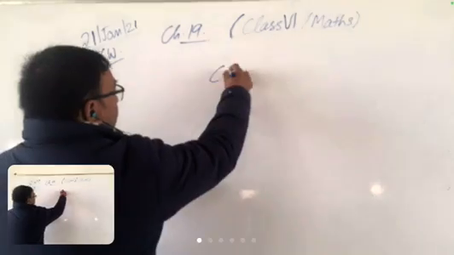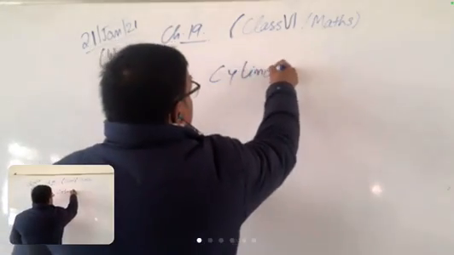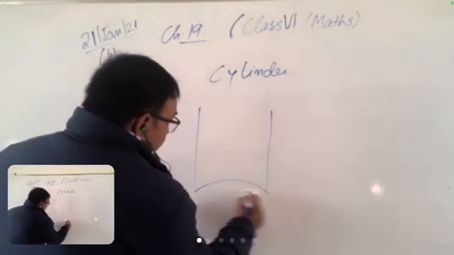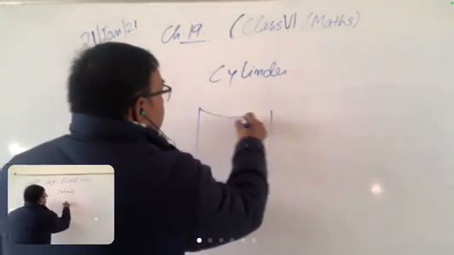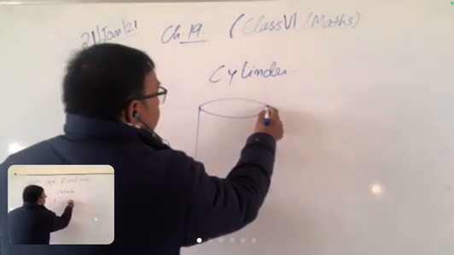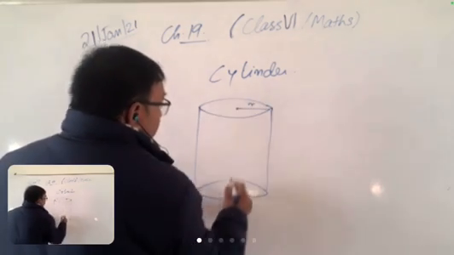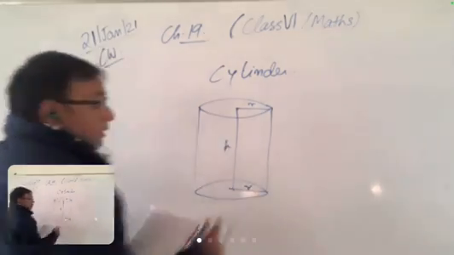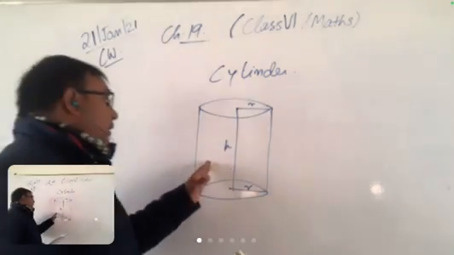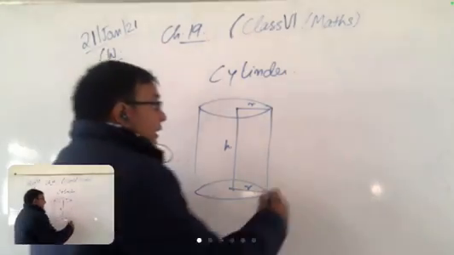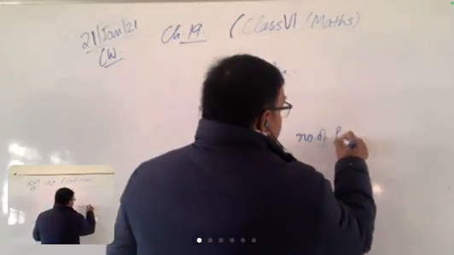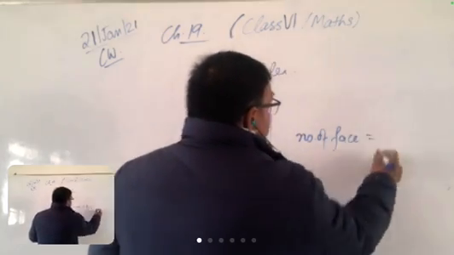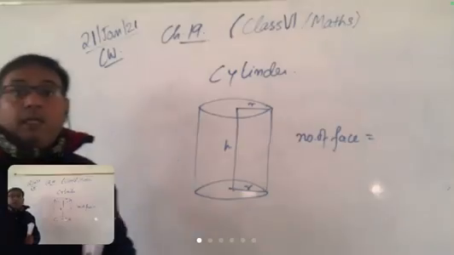Okay, now the next shape is cylinder. Cylinder is like this, and see, this is the radius. These two are the radius, and one is the height. Now, Sneha, tell me the number of faces. Number of faces in cylinder. How many number of faces?